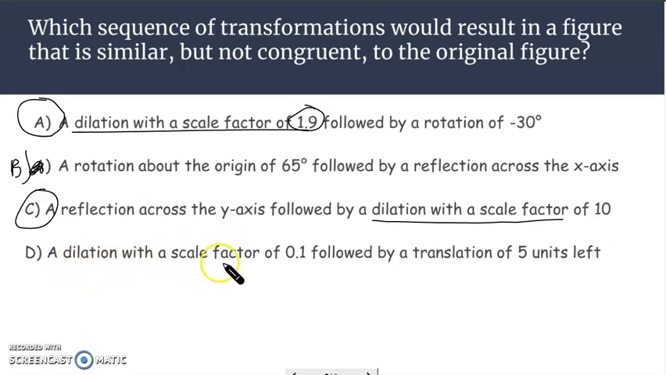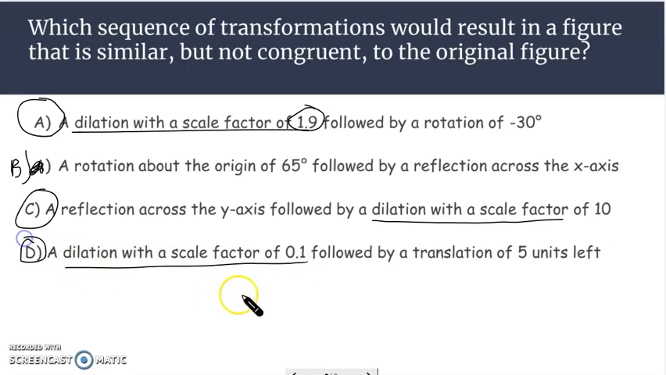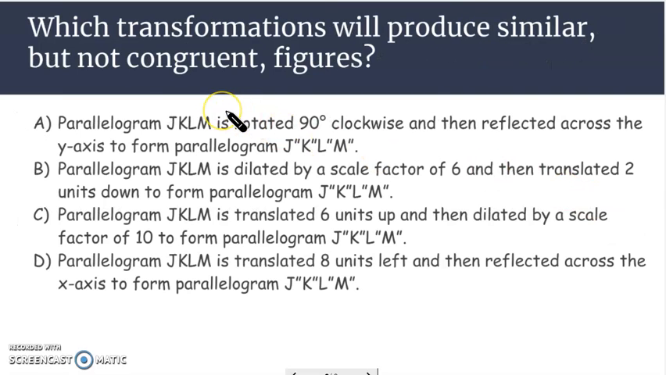Finally, a dilation with a scale factor of 0.1 followed by a translation 5 units left. Translating does not change the size, however, any dilation does. So three answers here, A, C, and D, would give us two figures that are similar but not congruent. Let's look at another one similar to this. Which transformations will produce similar but not congruent figures?